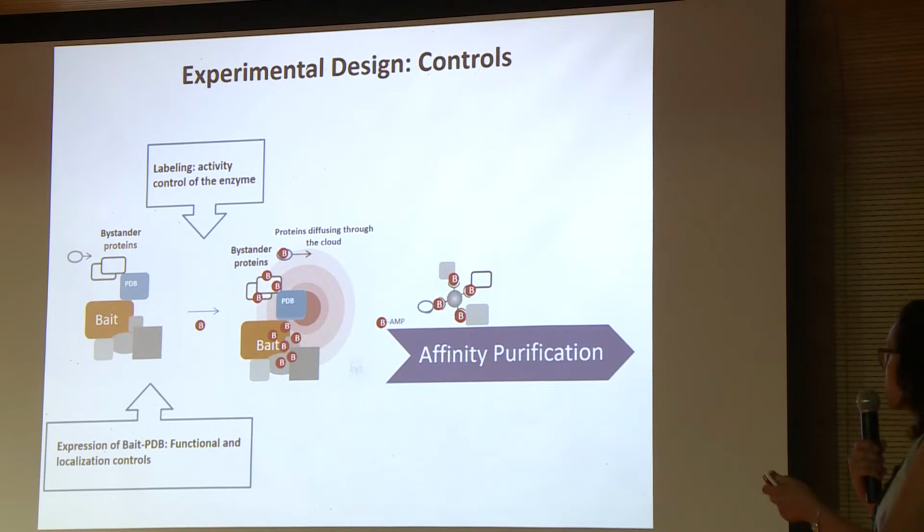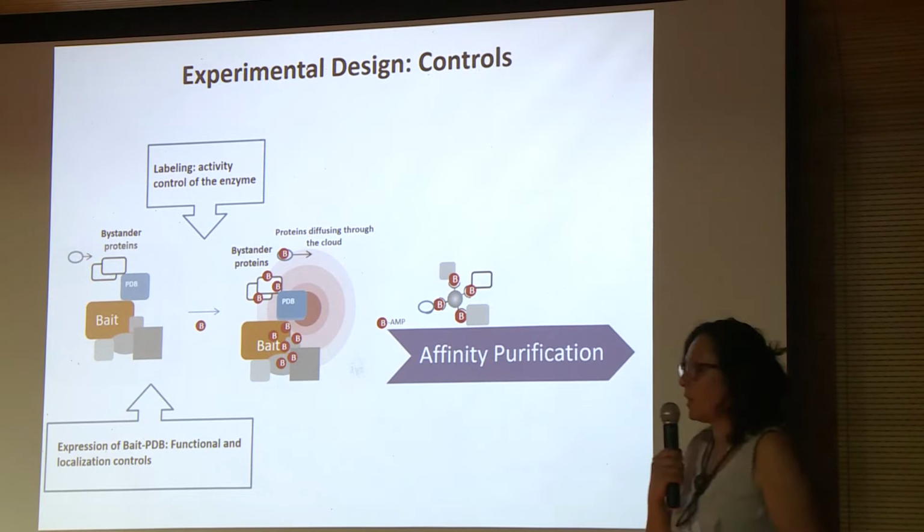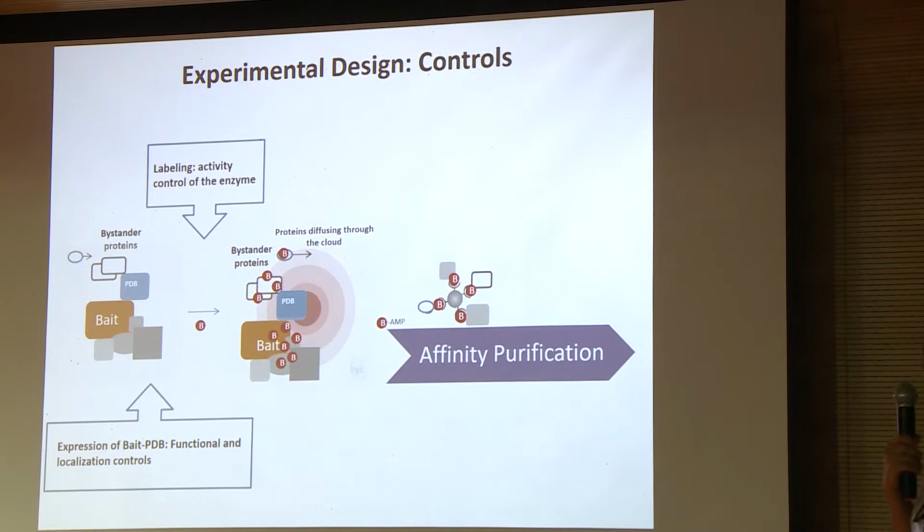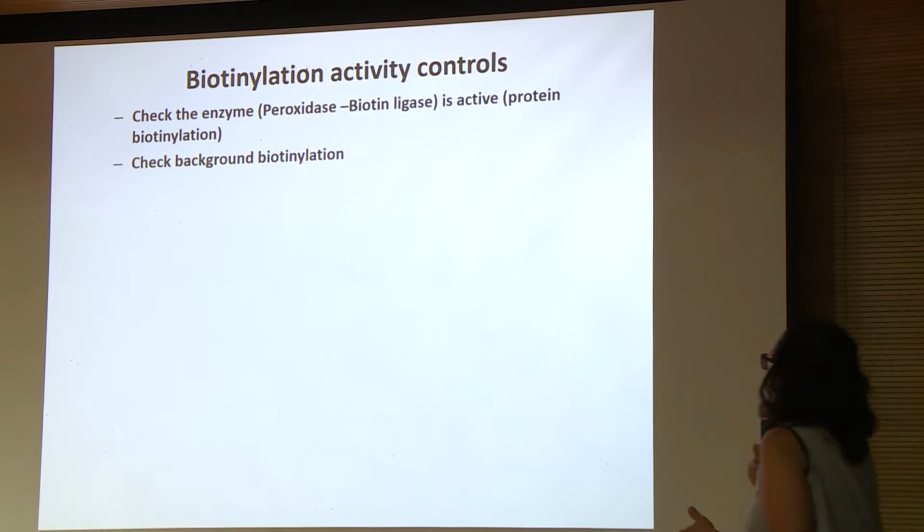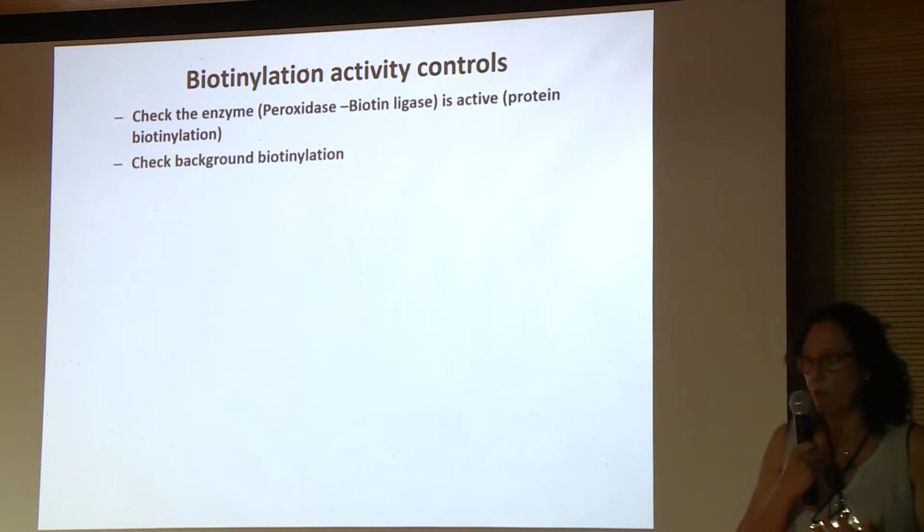proximity biotinylation enzyme works. So it really introduces biotin in the neighbors of your protein. And for that, for example, you can do simple Western blots and check that the enzyme is increasing the whole levels of biotinylation in the cell.